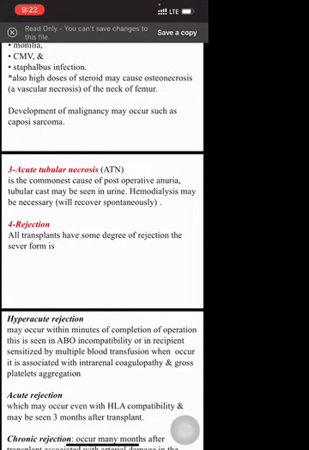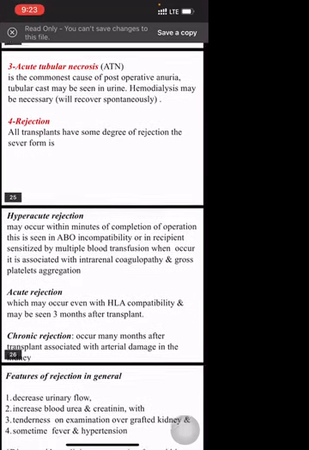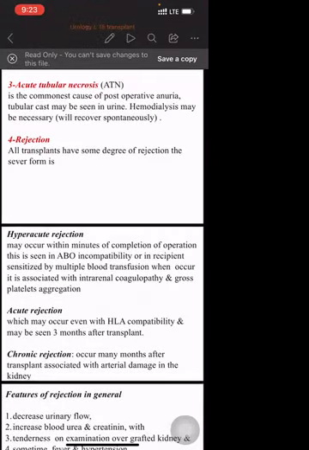Acute tubular necrosis. Acute tubular necrosis is the commonest cause of post-operative anuria. Tubular casts may be seen in urine. Hemodialysis may be necessary. Will recover spontaneously. So, the cause of the acute anuria after renal transplantation is acute tubular necrosis. Four, rejection. All transplants have some degree of rejection.